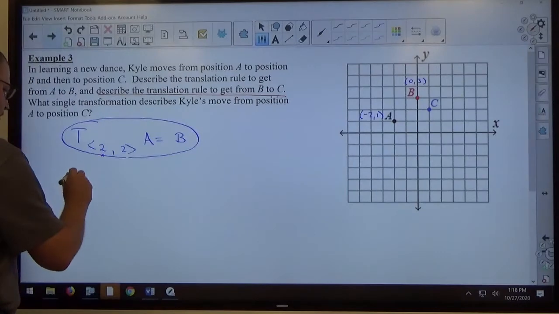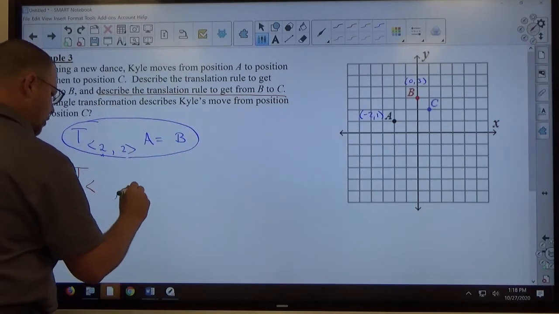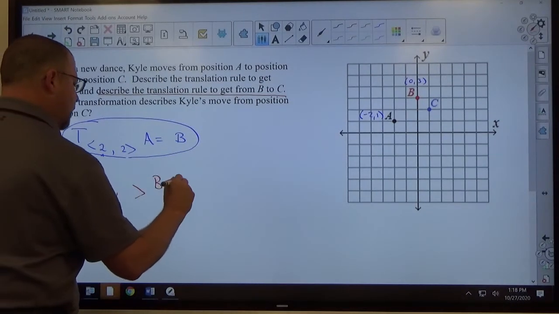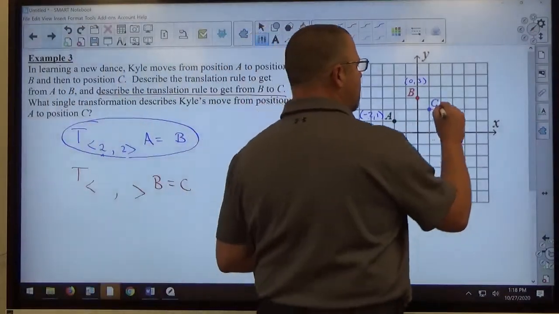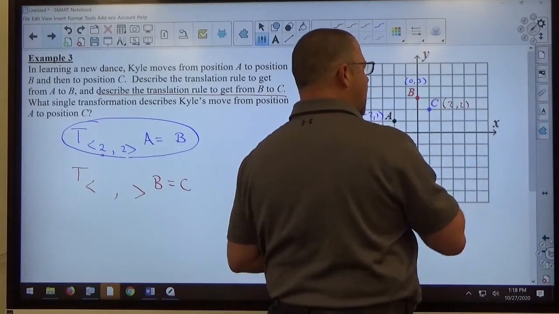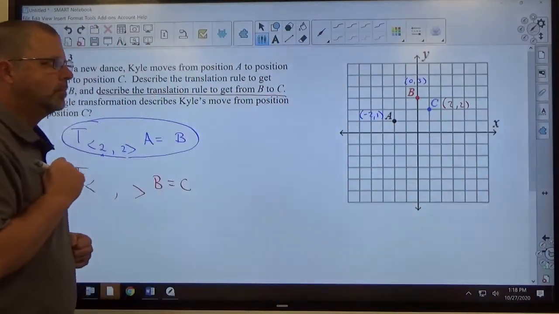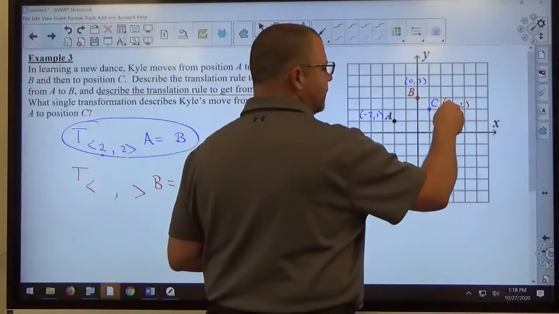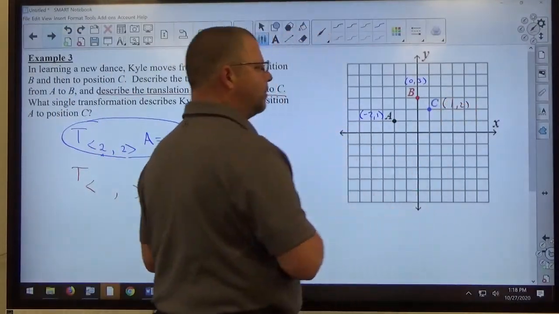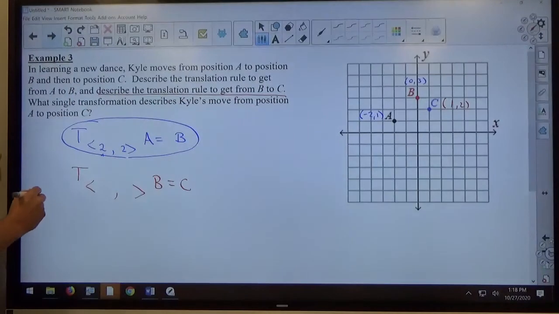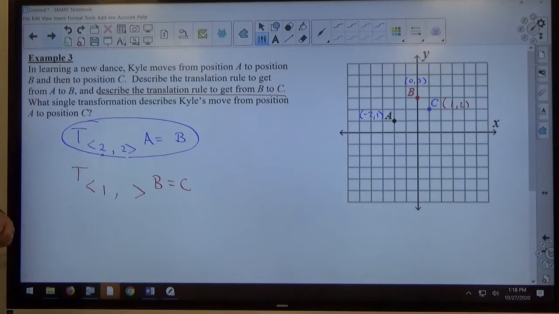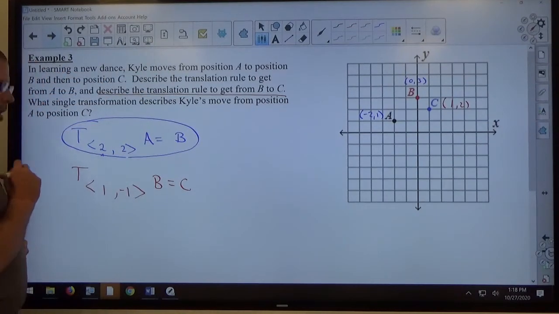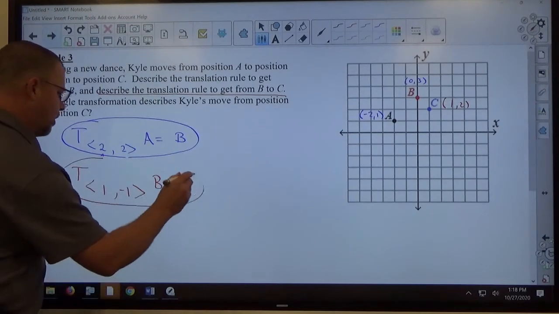So now, again, we're translating some movement horizontally and vertically. We're changing B into C. Okay, and if I'm at B, at 0, 3, and I want to move to C, which is at 1, 2, how far do I have to move left or right? Oh, that should be 1, 2, not 2, 2, sorry. I've got to move 1. Which direction? 1 right, so right 1 is positive 1. And then how far do I move up or down? Down 1. Down is a negative movement, so minus 1. So this right here is my translation rule to get from B to C.